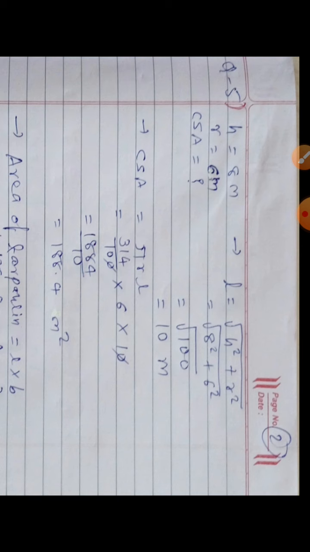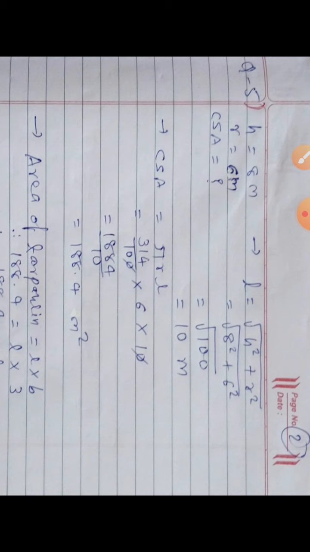By using the Pythagoras formula, L equal to under root H square plus R square. 8 square plus 6 square means 64 plus 36, so it will become 100. So root of 100 becomes 10. So L we found is 10. Now use that L in the CSA formula. Why we are finding CSA, you know. So R and L are placed, and at last we got 188.4 meter square. That is our CSA, the curved surface area of that conical tent.